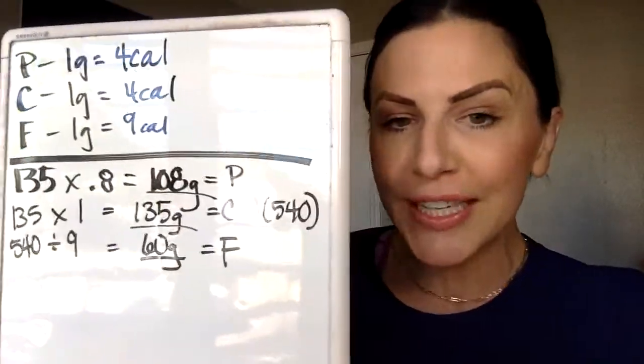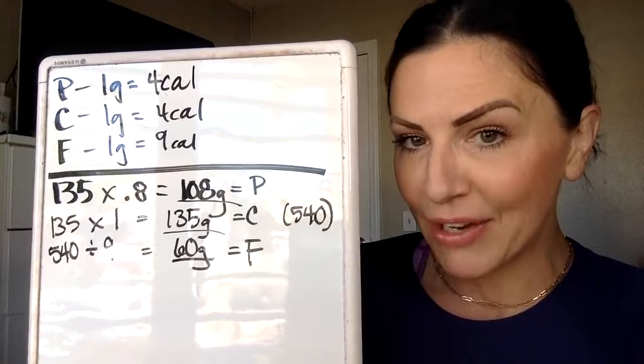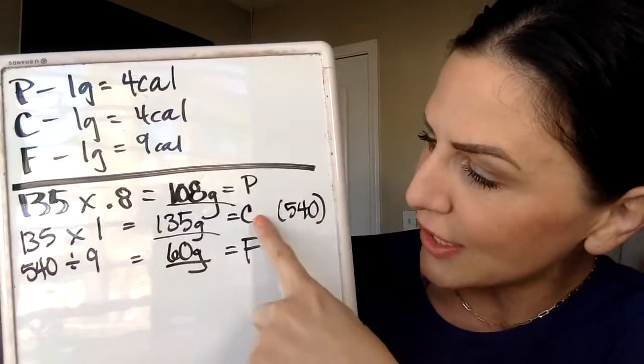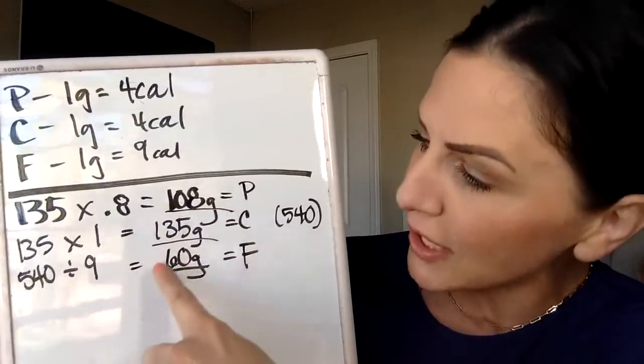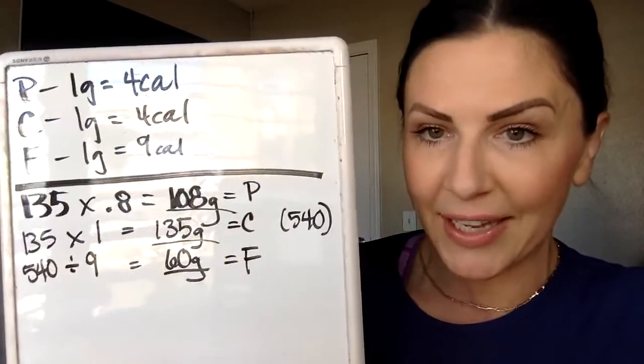So if we know that 1 gram of fat is 9 calories per 1 gram, we're going to take 540 calories, that's of our carbohydrates, and we're going to divide that by 9. And that's how we configure our fat intake for the day. So the underlined numbers are going to be the macros that I need to be hitting. My proteins, carbs, and fats: I need to have 108 grams of protein per day, 135 grams of carbs per day, and 60 grams of fat per day.